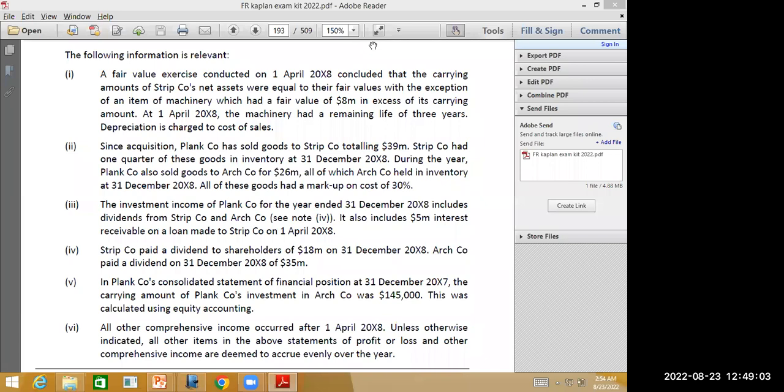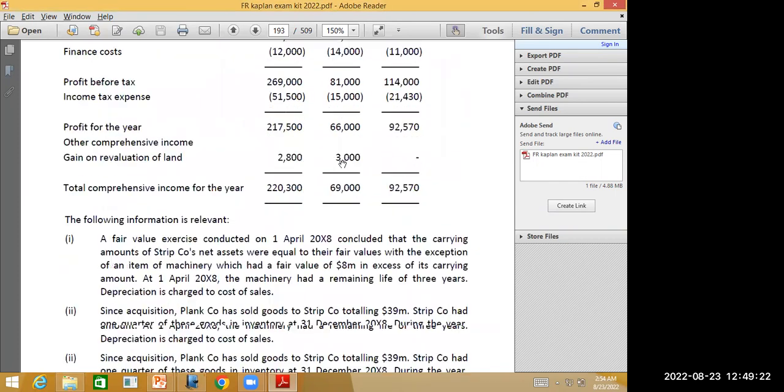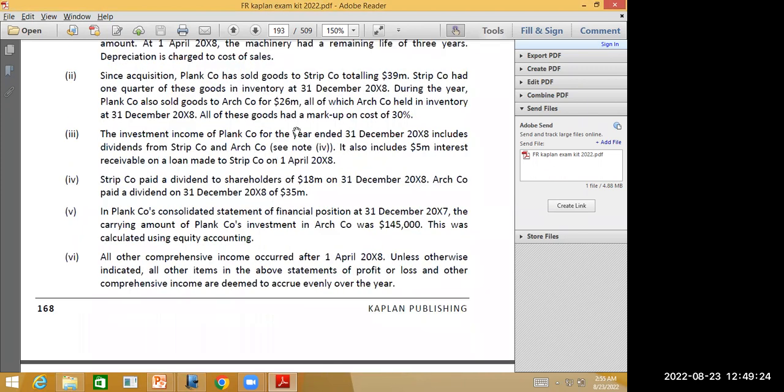Aisha has made the accounting entry: cost of goods sold debit, investment in associate credit. It's 2400. I checked 2100 because the holding percentage is 35%. The holding percentage for the associate is 35%. So what we need to do is 26 million into 30 upon 130 multiplied by 35%. And all of the goods are still in the inventory, so the full amount will be used for the unrealized profit.